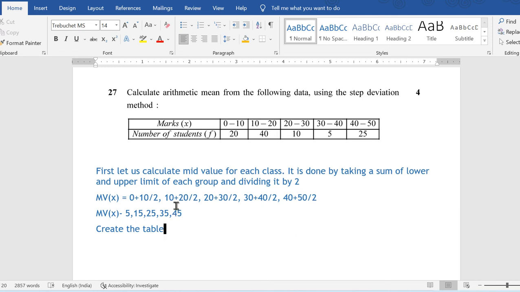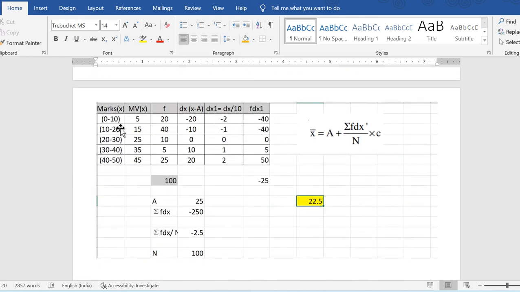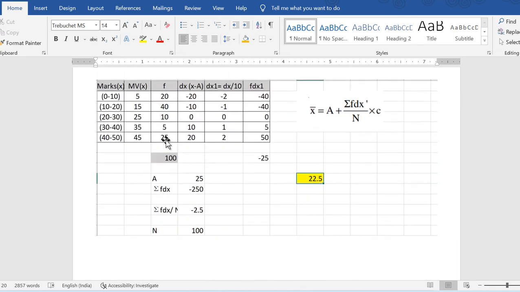Using this data, let us create a table. Your table will look something like this. This is the marks, this first column, which is already given to you in the question. And this is the mid value of X, that is 5, 15, 25, 35 and 45. This is what we just calculated in the previous step. We have F here, which is the number of students, that is 20, 40, 10, 5 and 25.